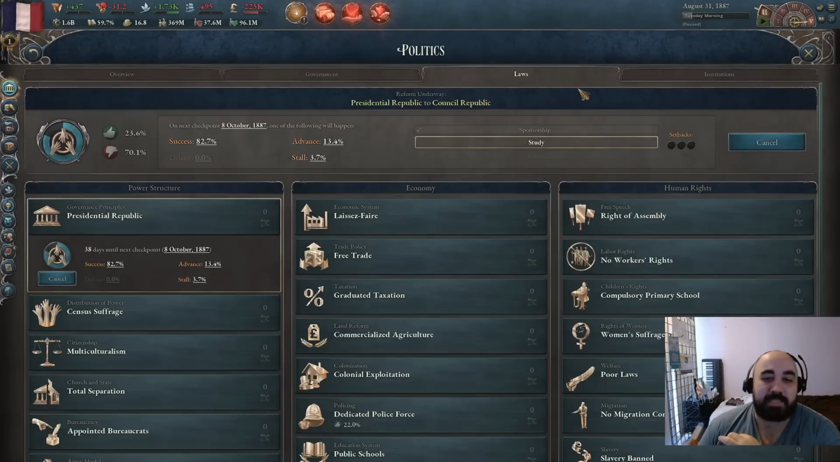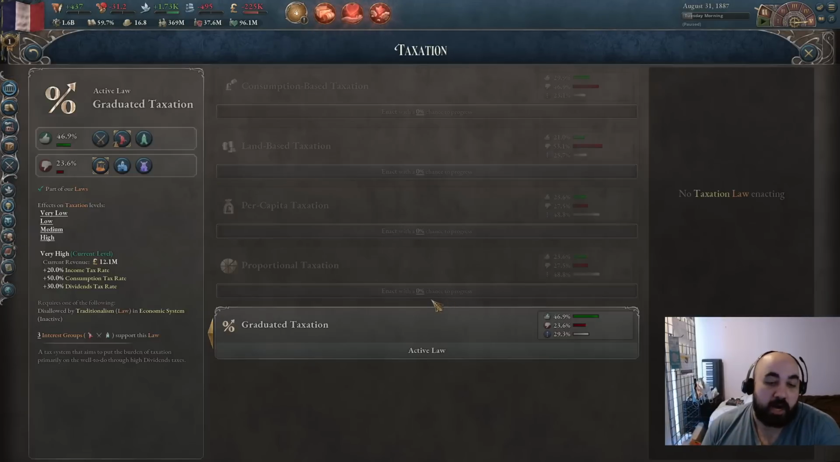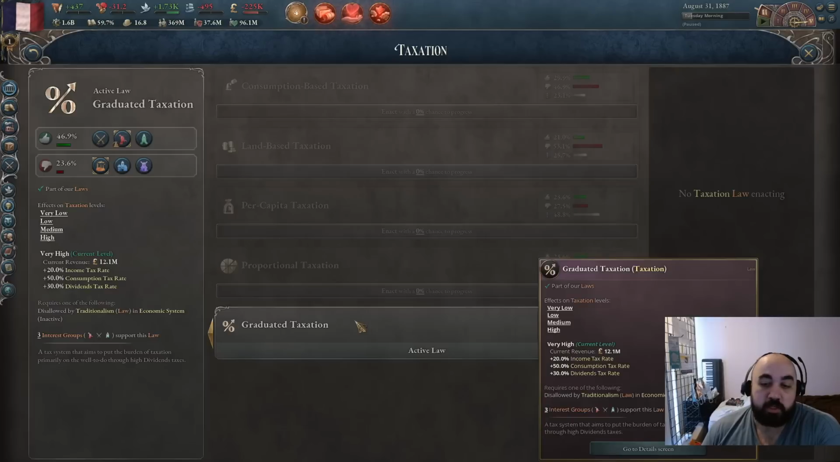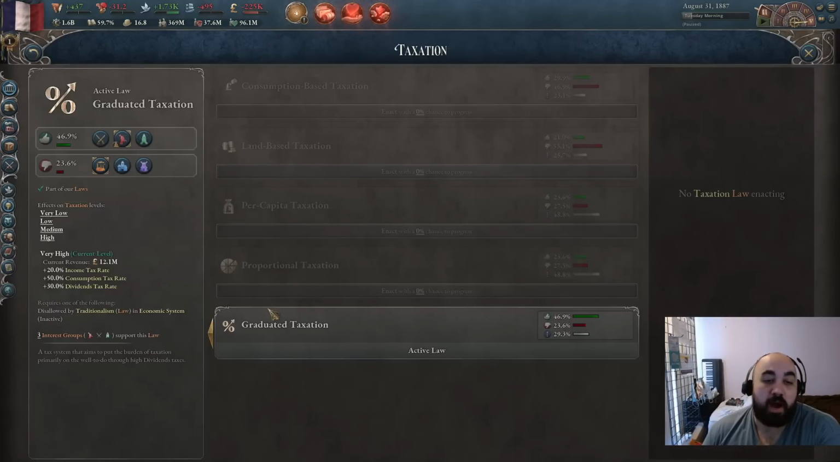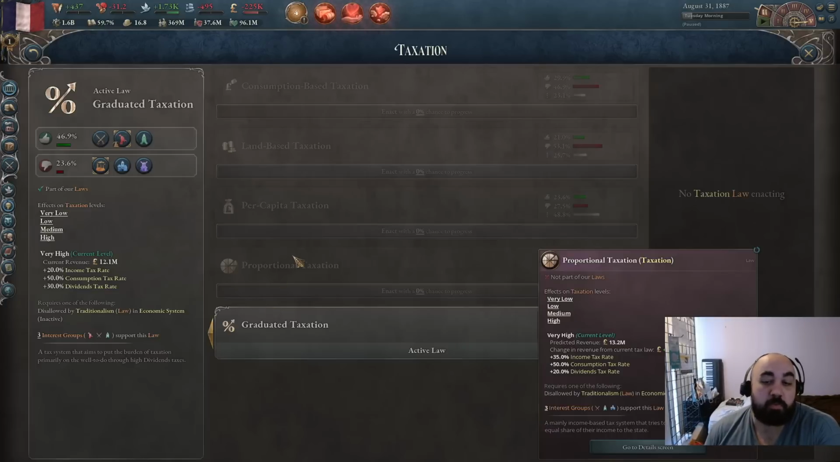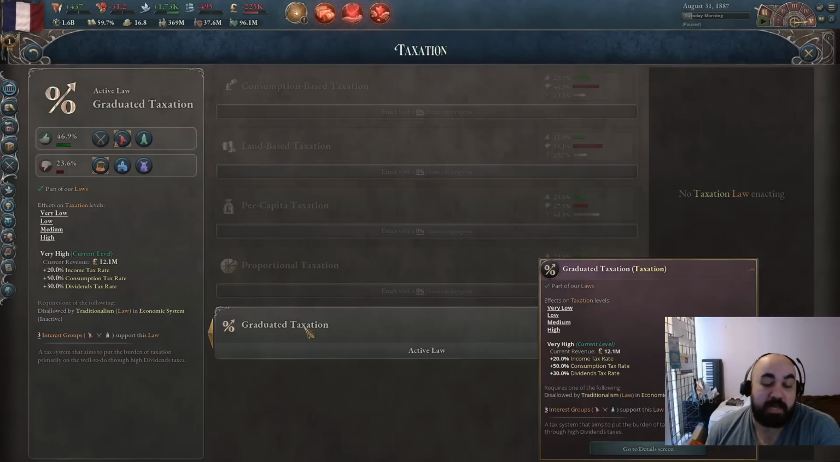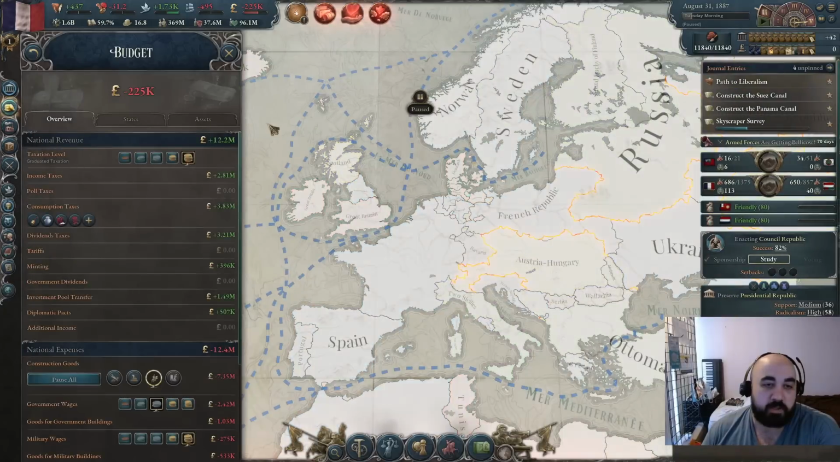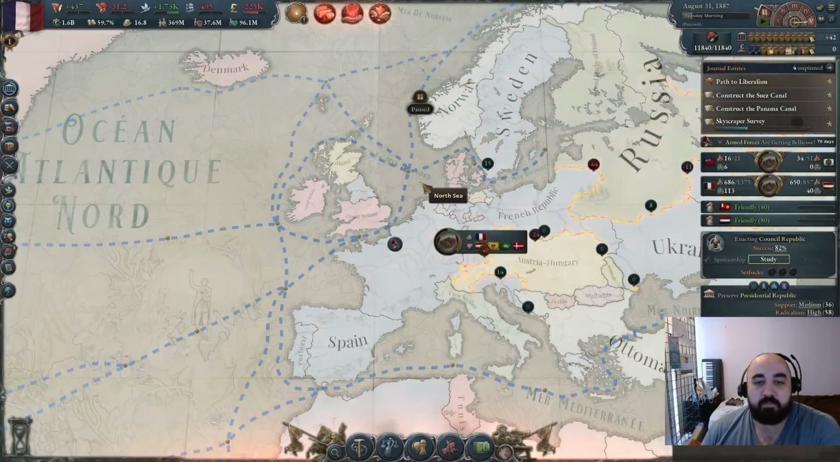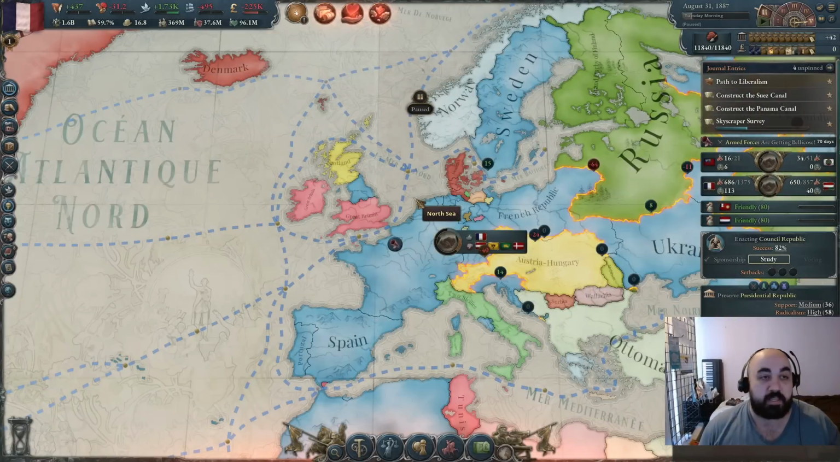Now, as far as tax systems, you generally want to move towards graduated taxation for the same reason. You want to, in particular, be taxing the rich as much as possible, even though with the nerfs that we've received in 1.3, proportional taxation will probably often make you more money. Graduated taxation is still better because it taxes the right pops. Even if it generates less revenue, it would be preferable to be on a higher tax rate. And so this is, generally speaking, the strategy.